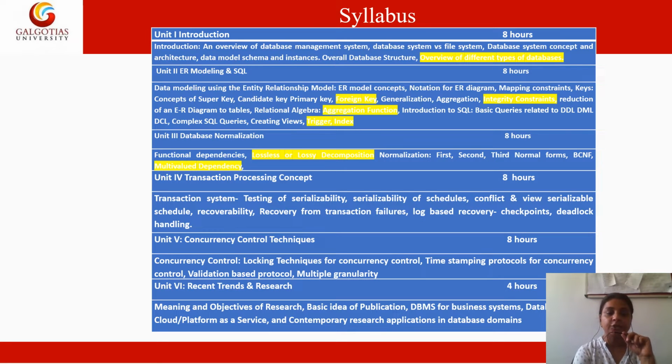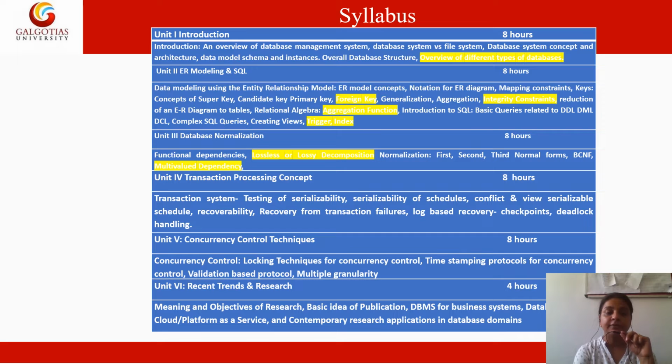The third unit is related to the normalization process of the database. This third unit consists of functional dependencies and the normalization process. After that, unit number 4 is related to transaction and processing concepts, in which the student will learn serializability, the schedules of serializability, as well as how to recover from a transaction failure.